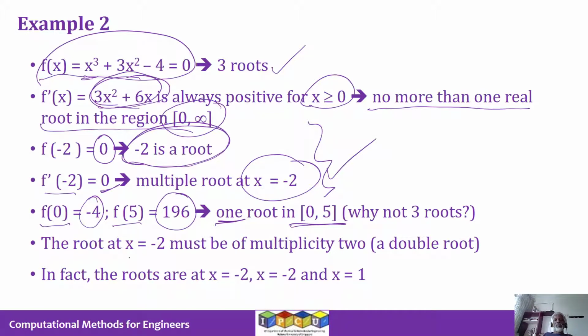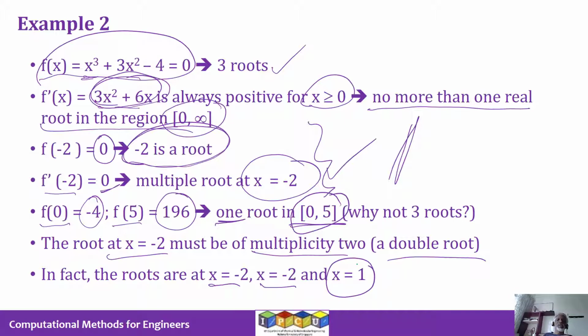And we already remarked the root at x is equal to minus 2 has multiplicity 2. It's a double root. So the roots are x is equal to minus 2 and x is equal to minus 2 that we got here. And we know there is one root between 0 and 5. So we can try the bisection method or the Newton method with appropriate initial guess to find out this third root. Okay, so that is how we can analyze this function given in example 2.